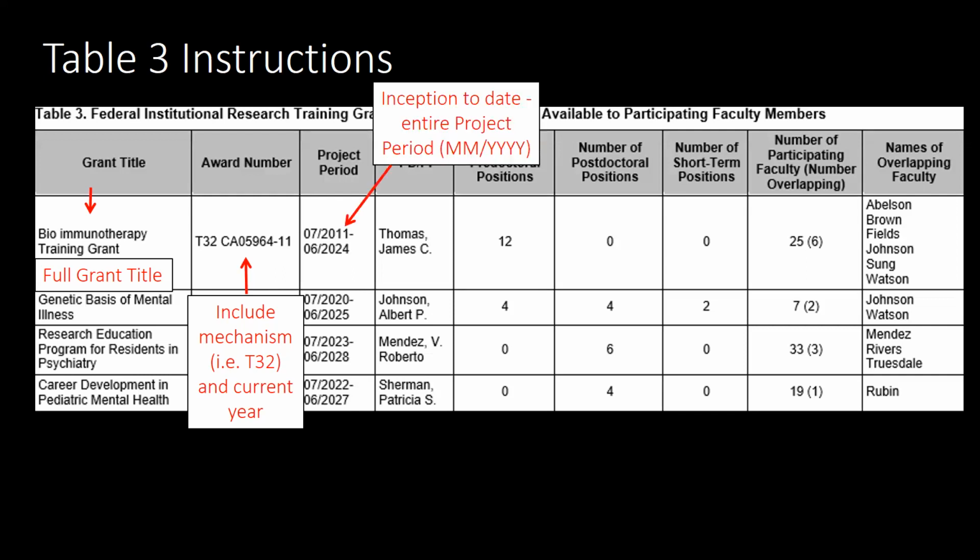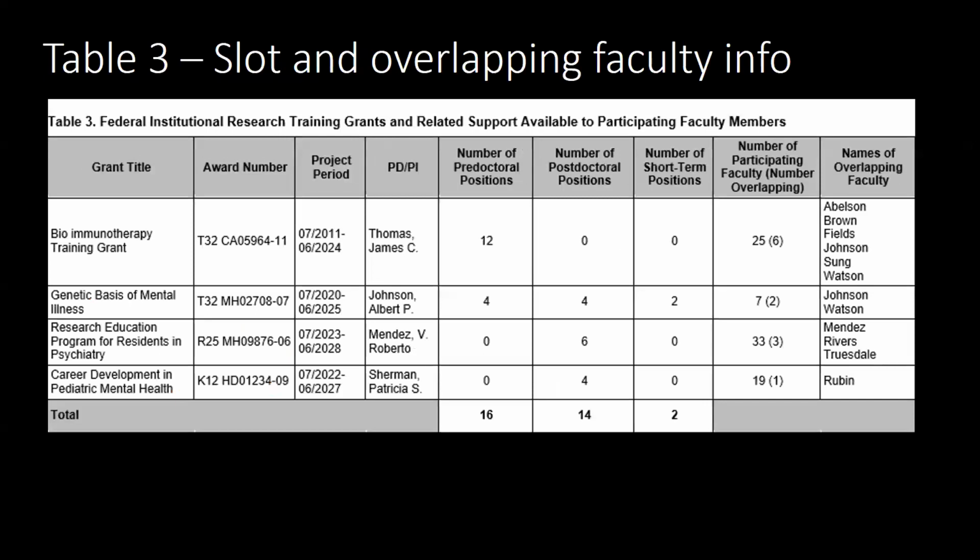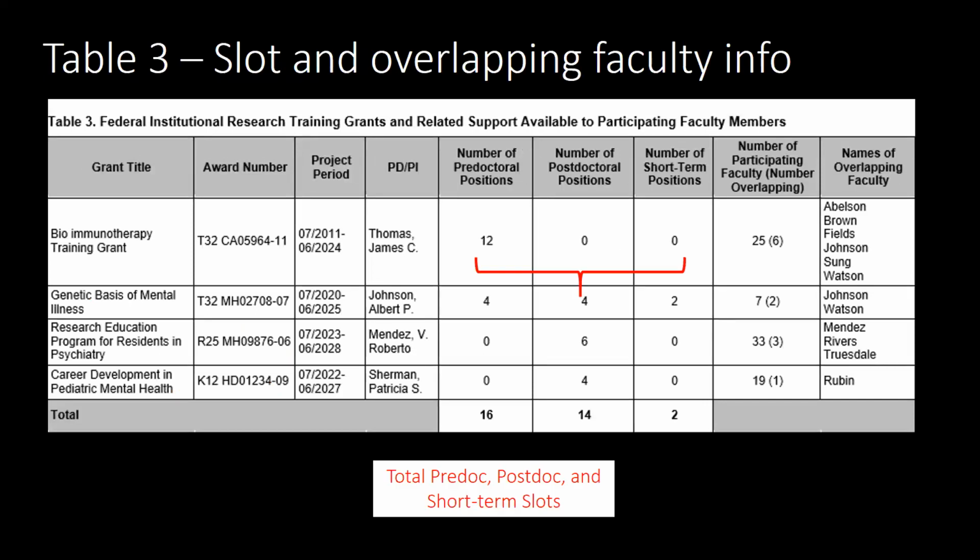The project period should be inception to date, so it should be the entire project period in just the month year format. For the PD or PI, a lot of times there are two project directors or co-project directors, so I would go ahead and list both of them here. And then Ava, this is what you had asked about just earlier.